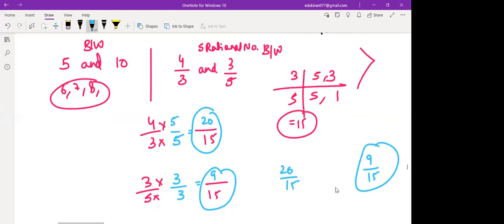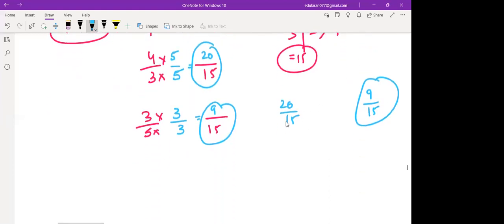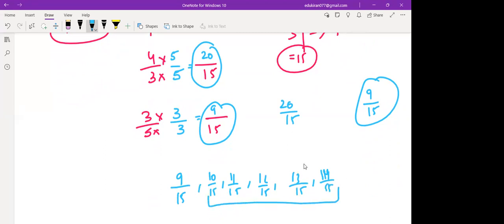Of course you can see. I hope now you can find the numbers between this. So 9 upon 15, then 10 upon 15, 11 upon 15, 12 upon 15, 13 upon 15, 14 upon 15. So these are the 5 rational numbers between 9 upon 15 and 20 upon 15. Clear?